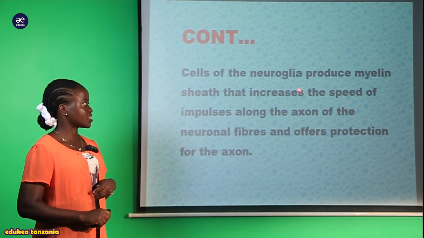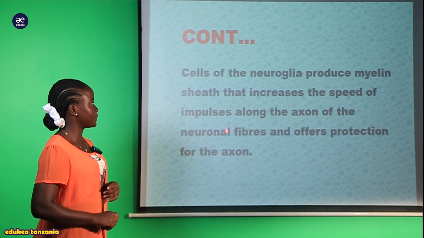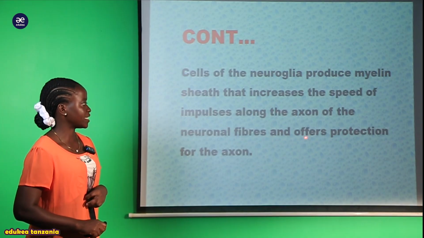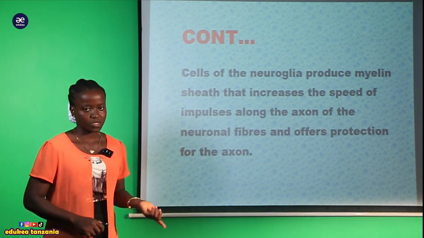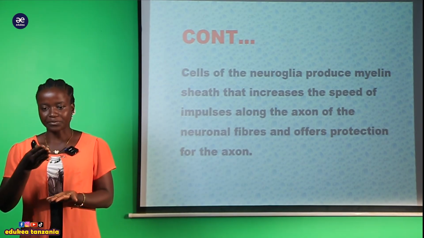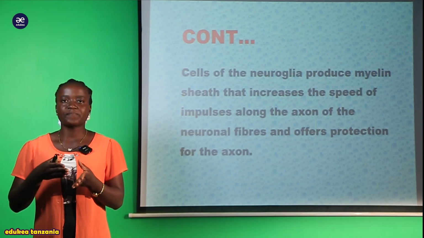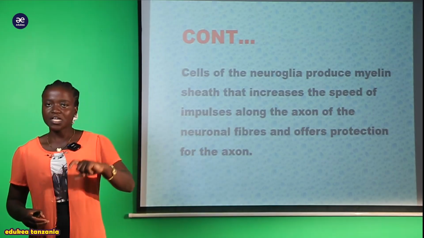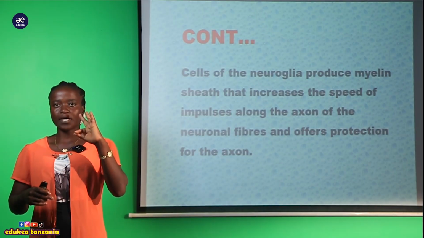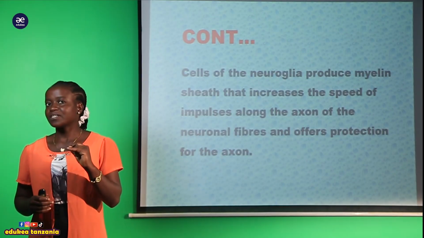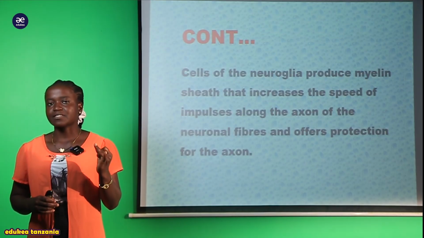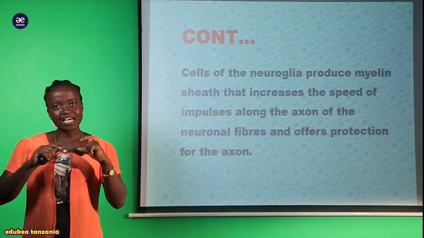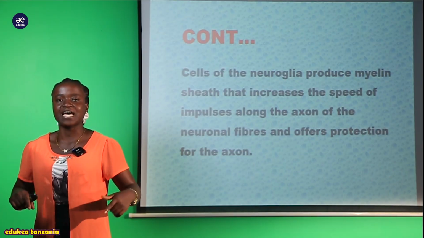produce myelin sheath that increases the speed of impulse along the axon of the neuronal fibers and offers protection for the axon. So within the neuron there is a part which is called the axon. Remember, when we are talking about the neuron, we say that a neuron mainly has three parts. The first part is the dendrites, the second part is the axon, the third part is the dendron. So within the axon is where the myelin sheath is located.